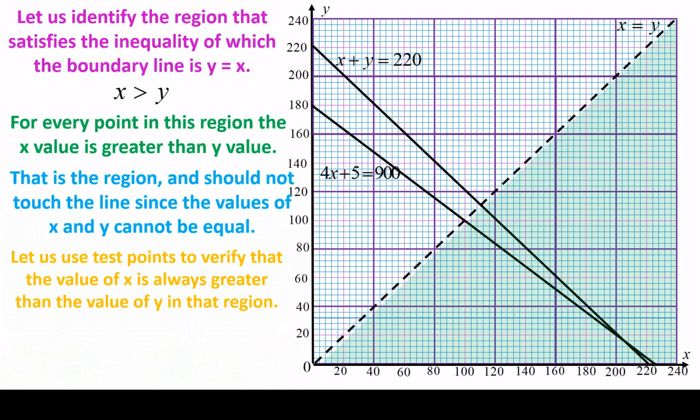Let us use test points to verify that the value of x is always greater than the value of y in this region. For every single point in this region, we will use test points to show that the value of x is always greater than the value of y. And there we had the first one. Let us take a look at it again. That point is 80, 40. And take note that the value of x is greater than the value of y.